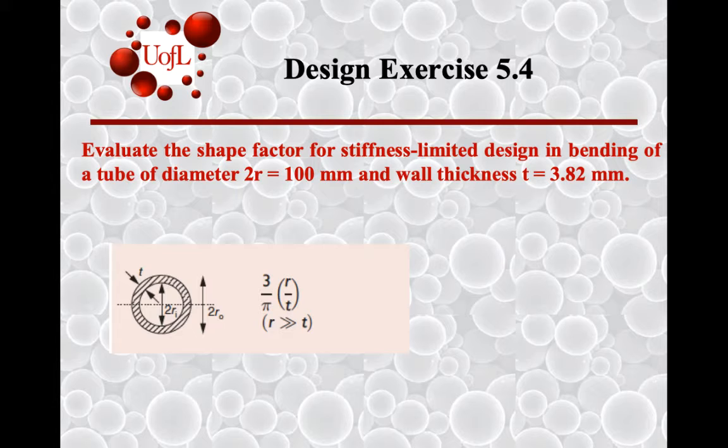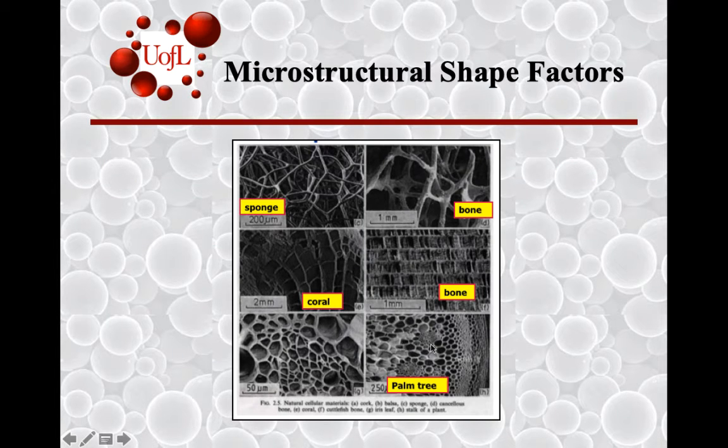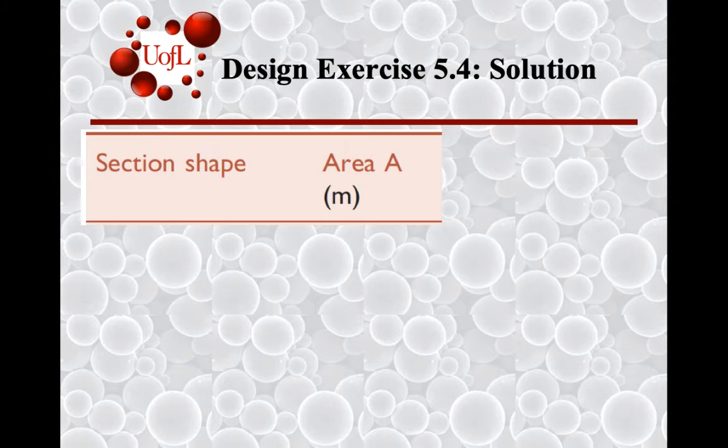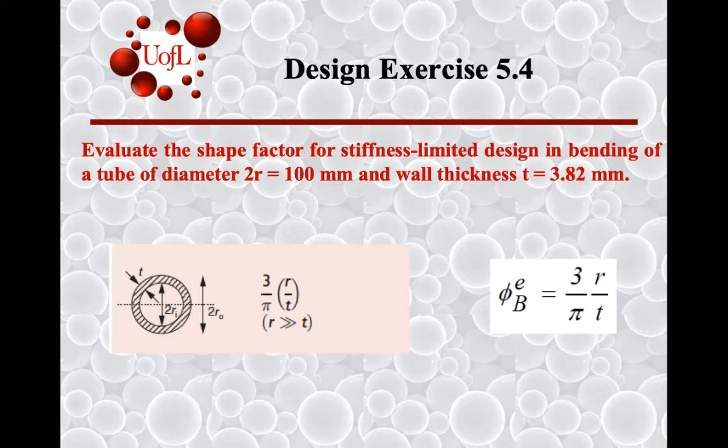Let's take a look at, for instance, structures such as these, which can be extrapolated to a bunch of parallel tubes. We have, in the first half of the course, seen that we can evaluate the shape factor for stiffness limited designs in bending for tubes. So if you knew the diameter and you knew the thickness, you would get a shape efficiency factor of 3 by pi times r over t when r is very much bigger than t, as in this case. And so if you know r and you know t, we know how to compute this shape efficiency factor.